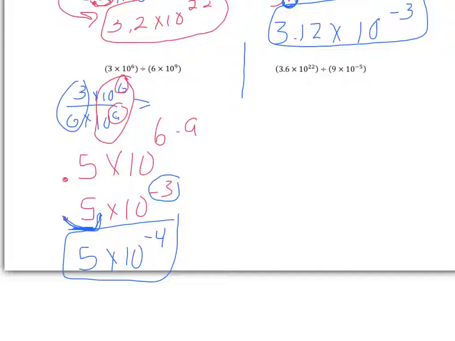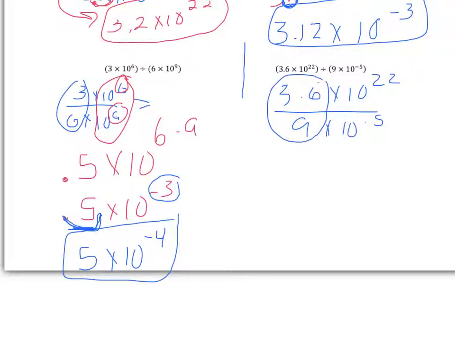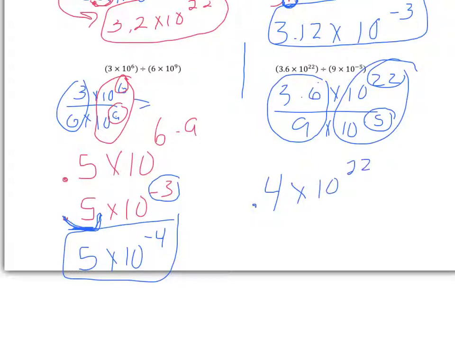This last one over here, we have 3.6 times 10 to the 22nd divided by 9 times 10 to the negative fifth. Well, we're going to divide these. Once again, so 3.6 divided by 9 ends up being 0.4. And then here, because we're dividing these powers of 10, we're going to subtract the power of the denominator off the numerator. So this is times 10 to the 22 minus negative 5. So a couple things.